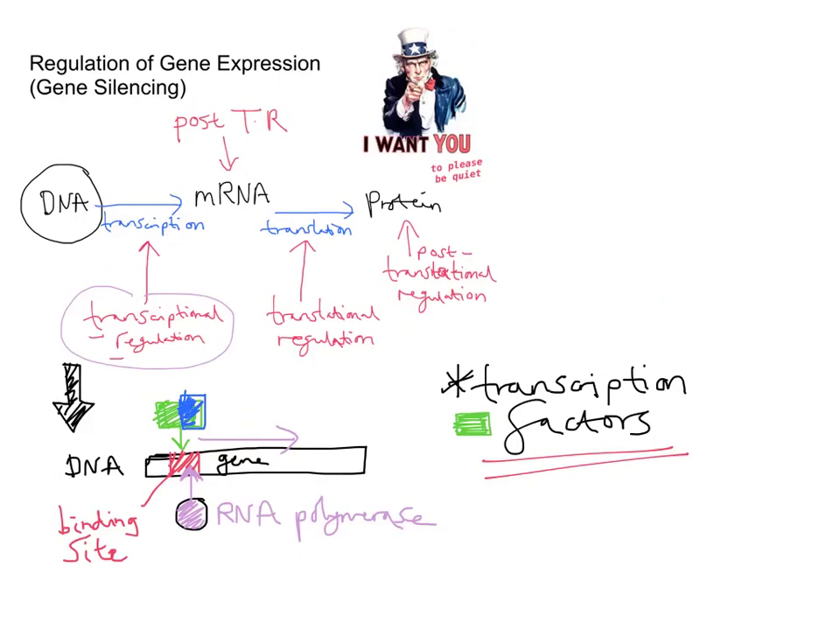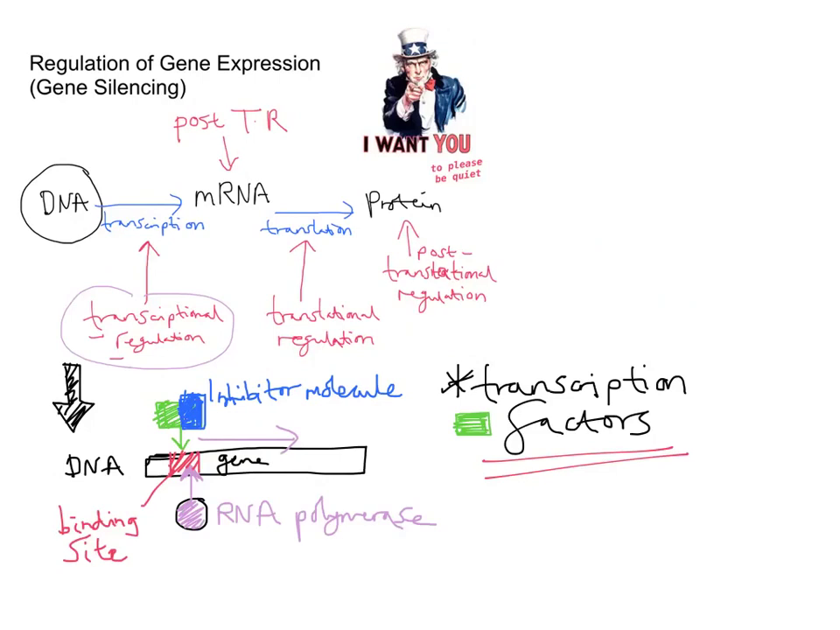And an inhibitor molecule, so I've coloured it in blue here, an inhibitor molecule would bind to that transcription factor. So this is our inhibitor molecule, and that could bind to the transcription factor. Now, if that happens, clearly RNA polymerase can then not bind, so we don't have any transcription. So this would be a transcriptional method of regulation.